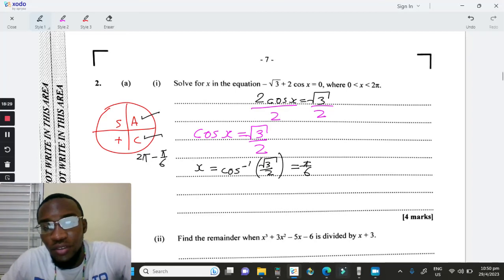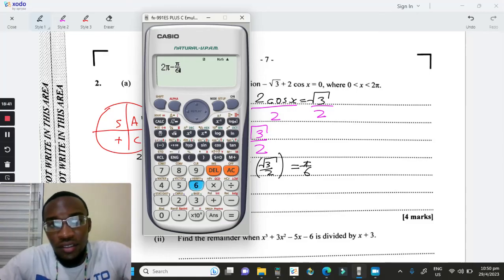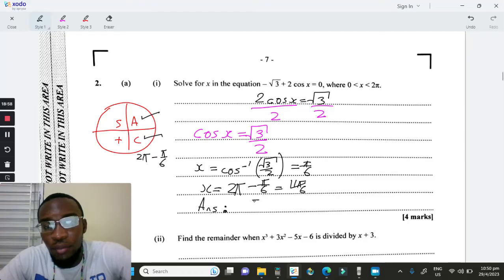So now you have to work out 2 pi minus 5 pi over 2 pi minus pi over 6. I'll put that in the calculator and we get 11 pi over 6. So the next answer is 2 pi minus pi over 6, which is 11 pi over 6. So just to write it here now, our answers are pi over 6 and 11 pi over 6.